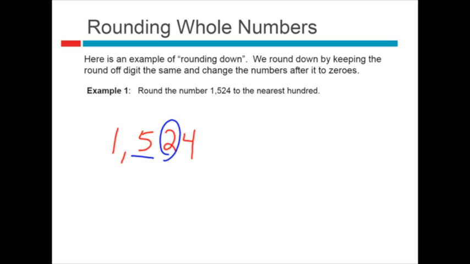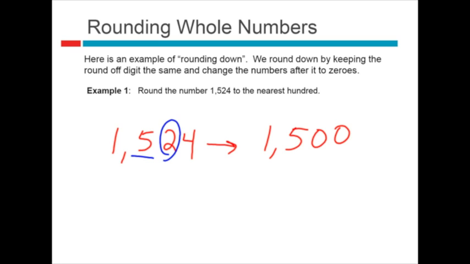So we're going to round down by keeping the round-off digit, the 5, the same, and then changing all the numbers after it to zeros. So 1,000. The 5 stays the same, and the numbers after it become zeros. So 1,524 rounded to the nearest 100 would become 1,500.